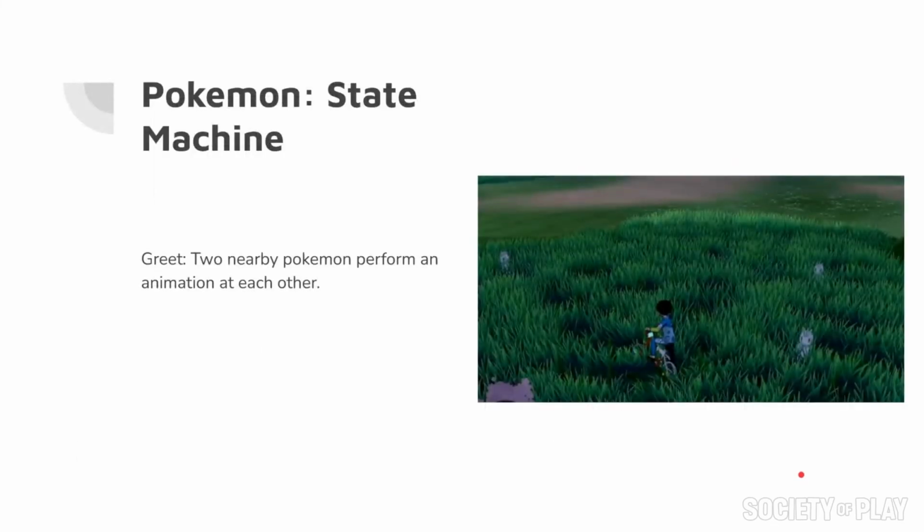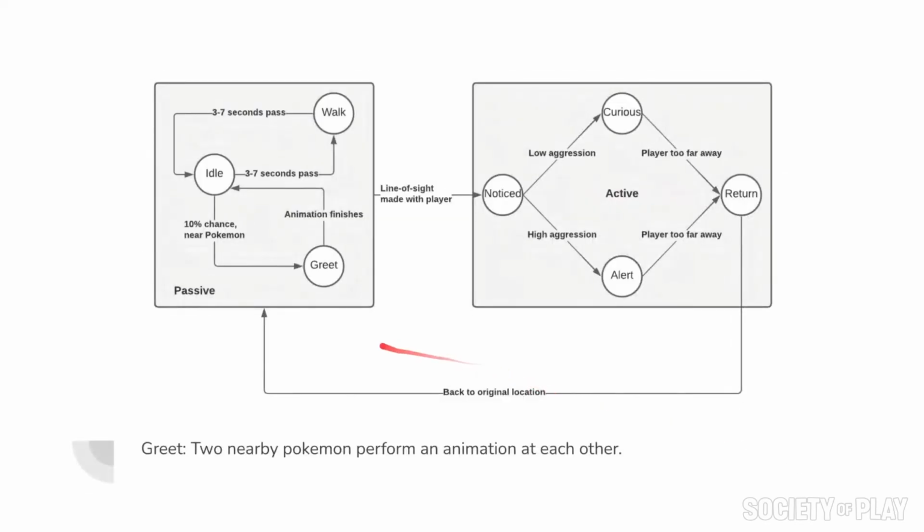And also, let's say we wanted to add a new state to it. Let's say a greet state, right? So this is just two Pokemon, they see each other, they do an animation, and then they just proceed or something. So we can add that easily in here. Let's just say after idle, it goes to the greet state, does its animation, and it concludes. But still, because it's in the passive area, if in the middle of its animation it sees the player, then it goes to notice. So still very simple in that regard.